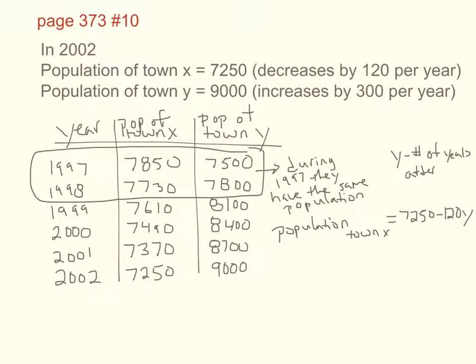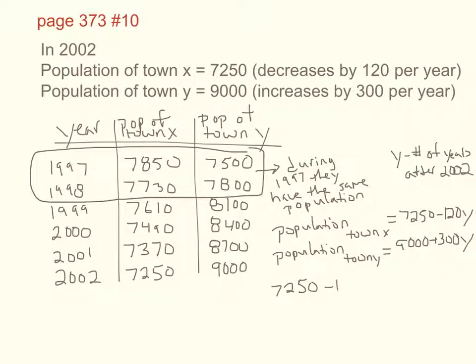after 2002, and the population of town Y, I'm using subscripts here, is equal to 9,000 plus 300y, because it's 9,000 plus that rate of change, or the slope of 300 every year. If we want to know when those populations are equal to each other, we can set those two expressions equal to each other to find the value of y.